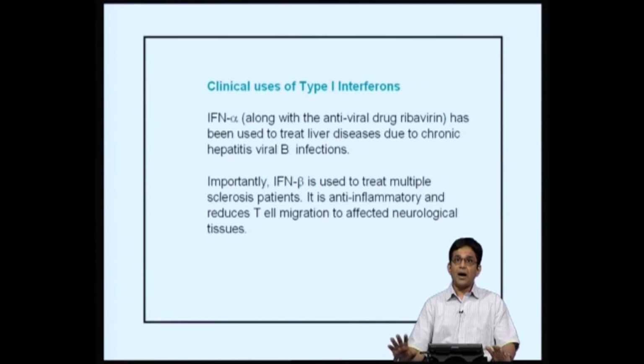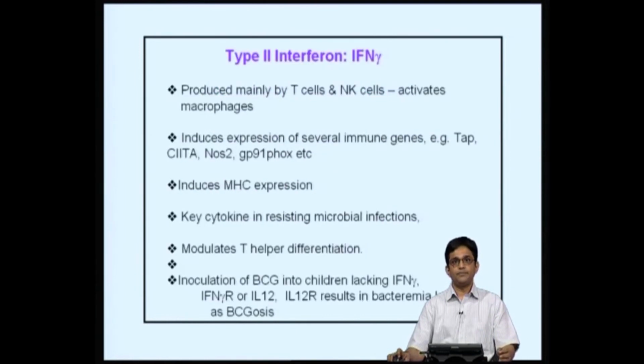Type 1 interferons are of use clinically. For example, type 1 interferon alpha along with the antiviral drug ribavirin is used to treat liver diseases with chronic hepatitis B infections. The second case is interferon beta. It is used to treat multiple sclerosis. In this case, interferon beta is anti-inflammatory and reduces T cell migration to affected neurological tissues. Also, it increases the production of anti-inflammatory cytokines.